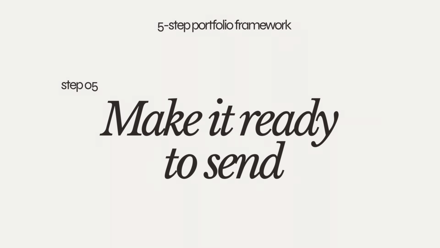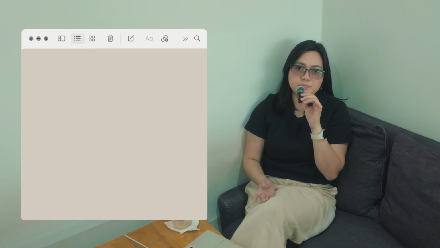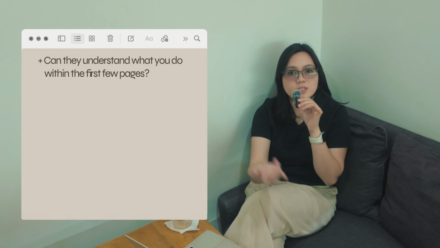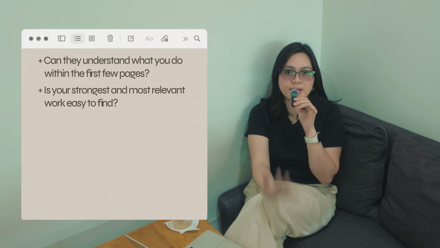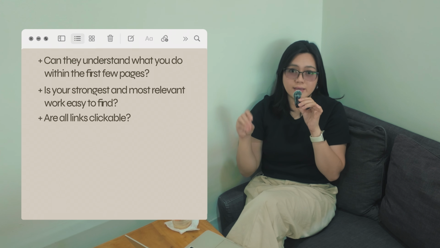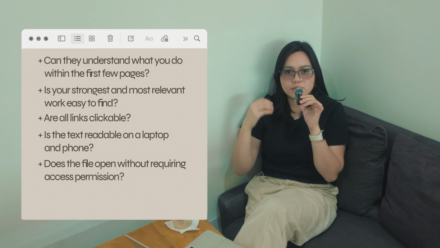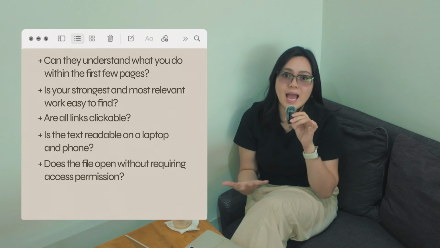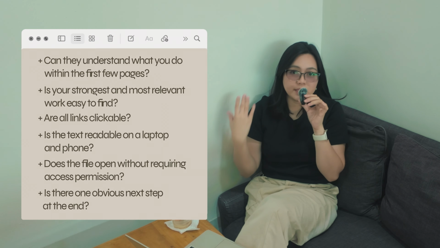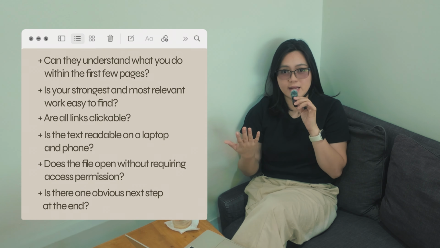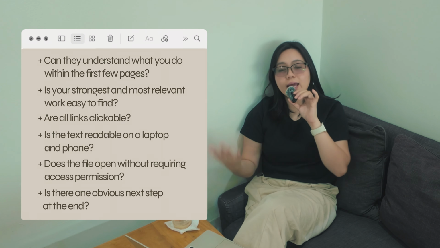Step 5, make it ready to send. Before sending your portfolio, check it from the client's perspective. Number 1, can they understand what you do within the first few pages? Is your strongest and most relevant work easy to find? Are all links clickable? Is the text readable on a laptop and phone? Does the file open without requiring access permission? Is there one obvious next step at the end? And then export a PDF and test every link yourself. If you use a Canva presentation link, open it in an incognito window so you know a client can access it.